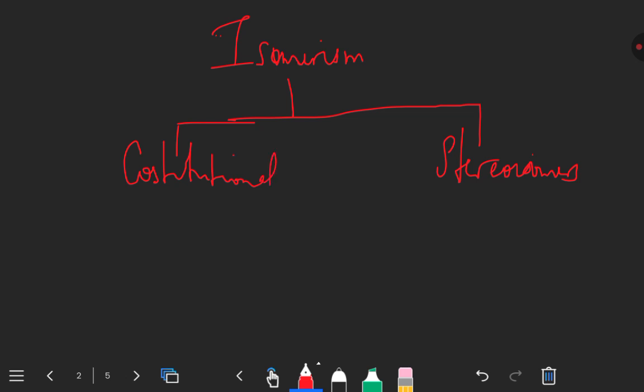So when you're talking about constitutional isomers, these are just the isomers that differ in the connection of the atoms in a certain compound. But when you're referring to stereoisomers, they are simply compounds that differ in the spatial arrangement of molecules. So that is the difference between constitutional isomers and stereoisomers. But these stereoisomers are further broken into two.